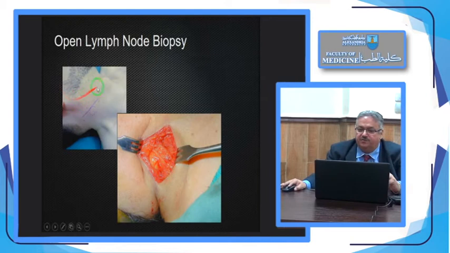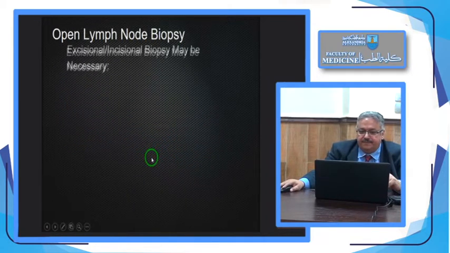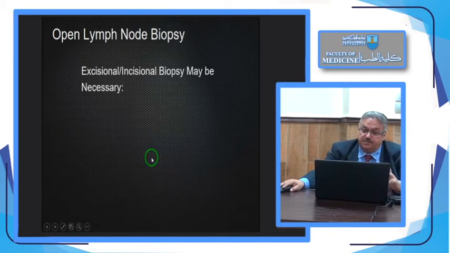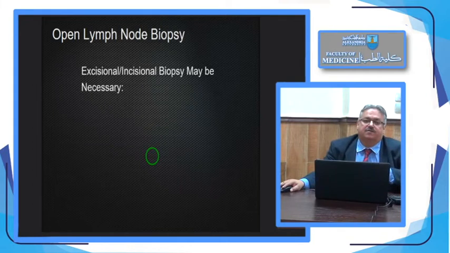Here is the open lymph node biopsy, which may be incisional or excisional according to the case, and how far you can go with the excision of the lymph node. As you see here, the incision should be at the skin crease, and this is the lymph node exposed here, and you go and excise it. So it might be excisional or incisional.